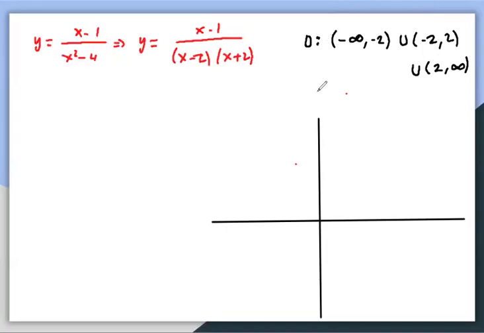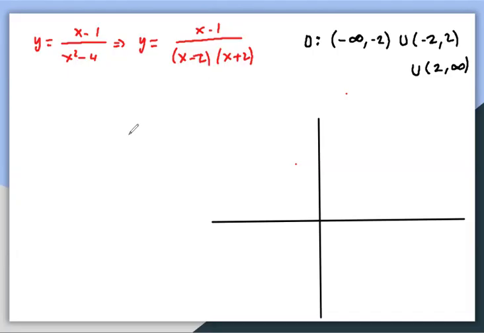Okay, so we got the domain and we wrote the function in lowest terms, which means we simplified numerator and denominator as much as possible. There is no common factor for the numerator and denominator to cancel. So we are good now with the simplifying. And the next thing we are going to do is find the intercepts.